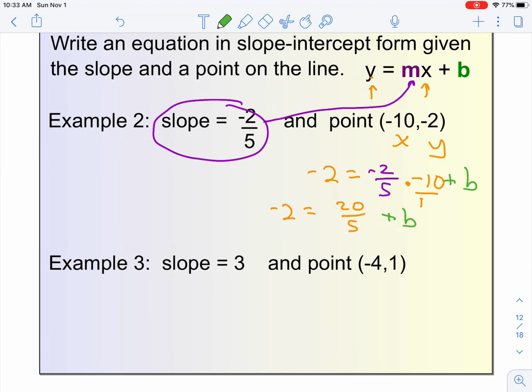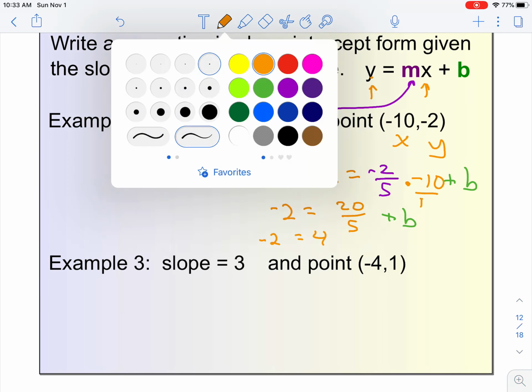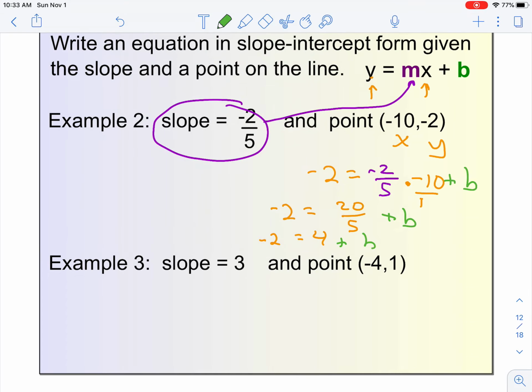Well, 20 over 5 is just 4. So now what I have is -2 is equal to 4 plus b. And you can use a calculator at this point in time. Remember, we're done with our basic skills with no calculator. Since we already know how to do that, we can just go ahead and use the calculator to make our work a little bit easier. So now when I subtract 4 from each side, I get my b value is -6.